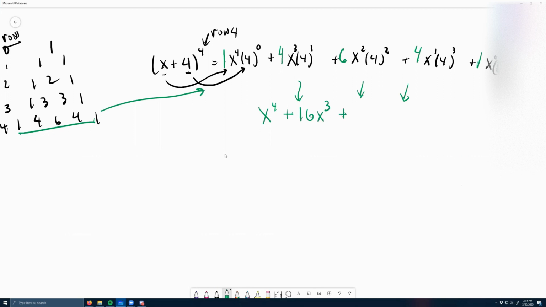Plus, this is where most people will make their mistakes, because they get the pattern and they get the coefficients, but they mess up multiplying it out.